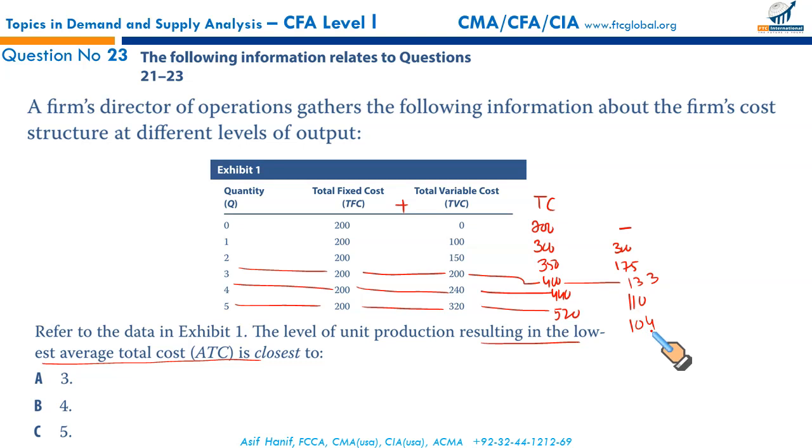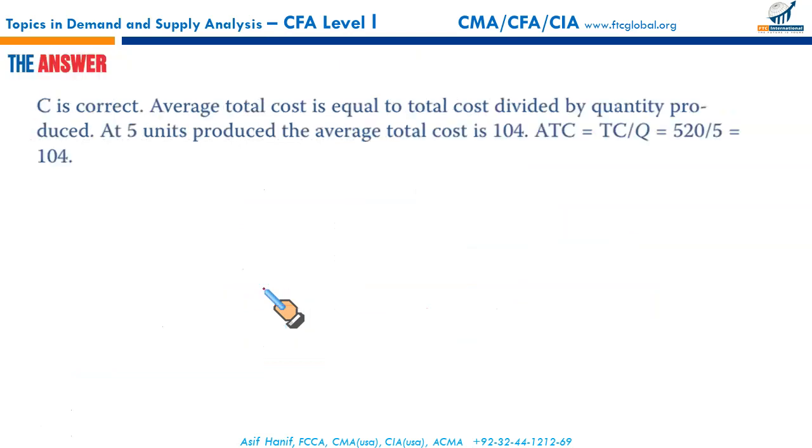When you increase the scale of your operation, the fixed cost tends to be spread over a larger number of units, hence your average total cost falls. And that's what's happening. So the question says, refer to the data in Exhibit 1. The level of unit production resulting in the lowest average total cost is at the 5th unit of production, because as you increase the number of production units, your fixed cost on a per unit basis falls, hence your average total cost falls as well. So that makes C the correct option.